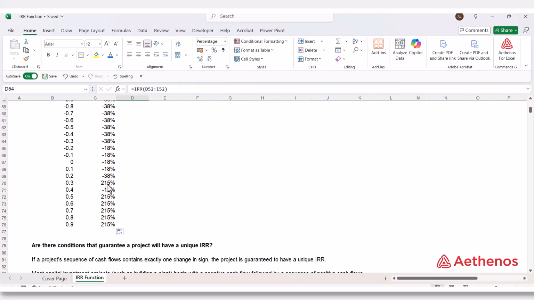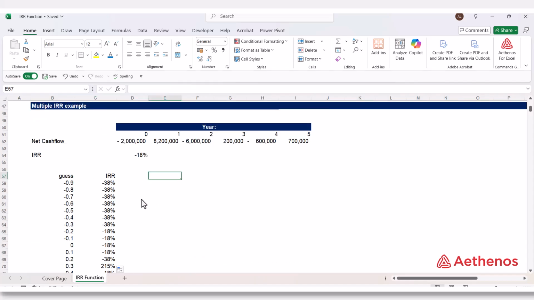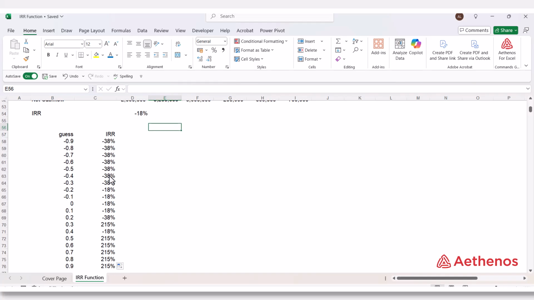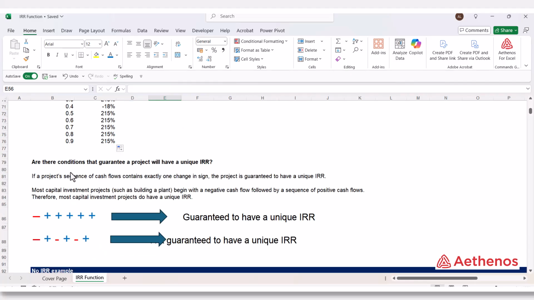But then again, at 30% and 50% onwards, the IRR changes to 215%. That means there are multiple IRRs in this cash flow scenario, so we cannot apply the concept of IRR in this situation. That's why it's always best to try a range of guesstimates and see whether the IRR is unique and doesn't change. Then, we ask the question: are there any conditions that guarantee a project will have a unique IRR?